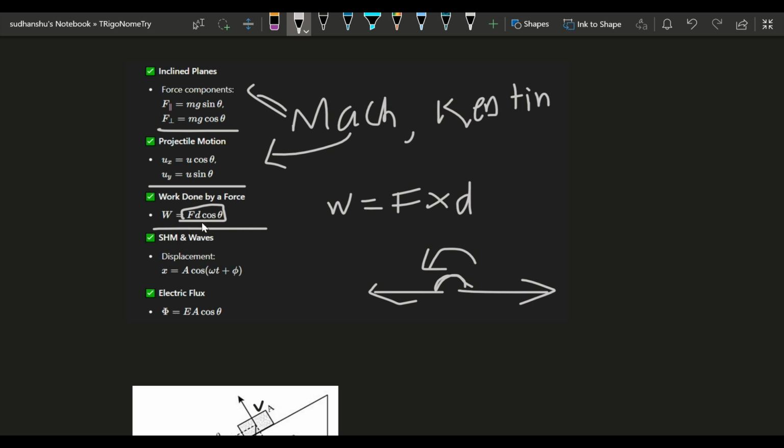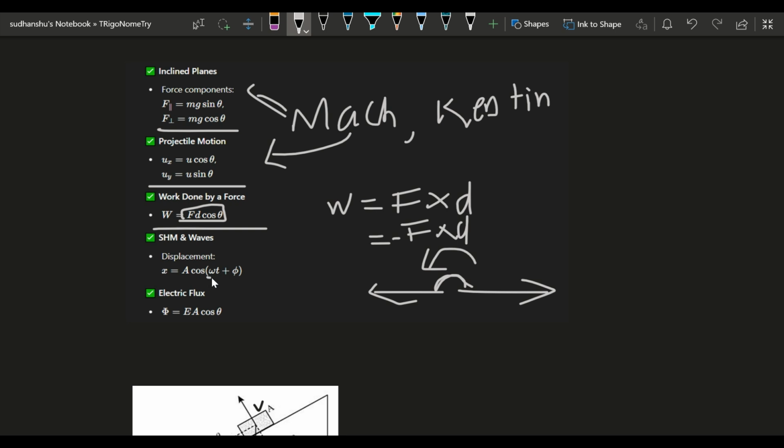तो अगर मैं यहाँ पे 180 भरूं, तो you see the value of cos 180 is -1. तो ये वाला जो वर्क डन है, it will be f minus f into d, right? And see, this is quite clear that work is negative when the displacement is in the opposite direction, and you can just see it by using the formula. You see how much trigonometry is useful here.